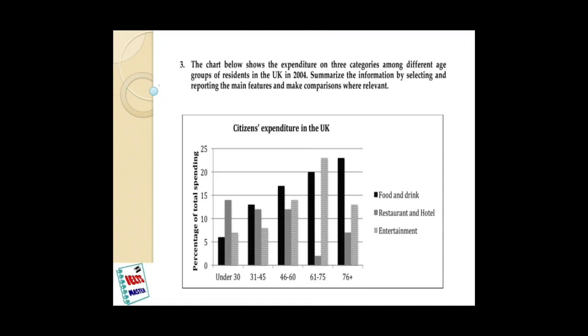And in the legend, that is the shading of the graph, I would say. So you can see the dark shading is food and drink. The one that is grayish is restaurant and hotel. And the lighter one is entertainment.